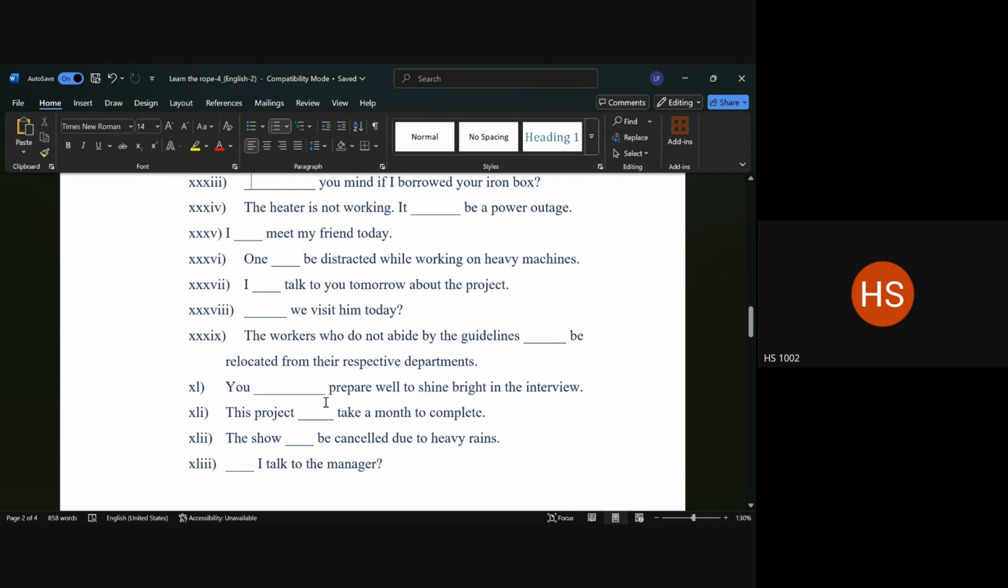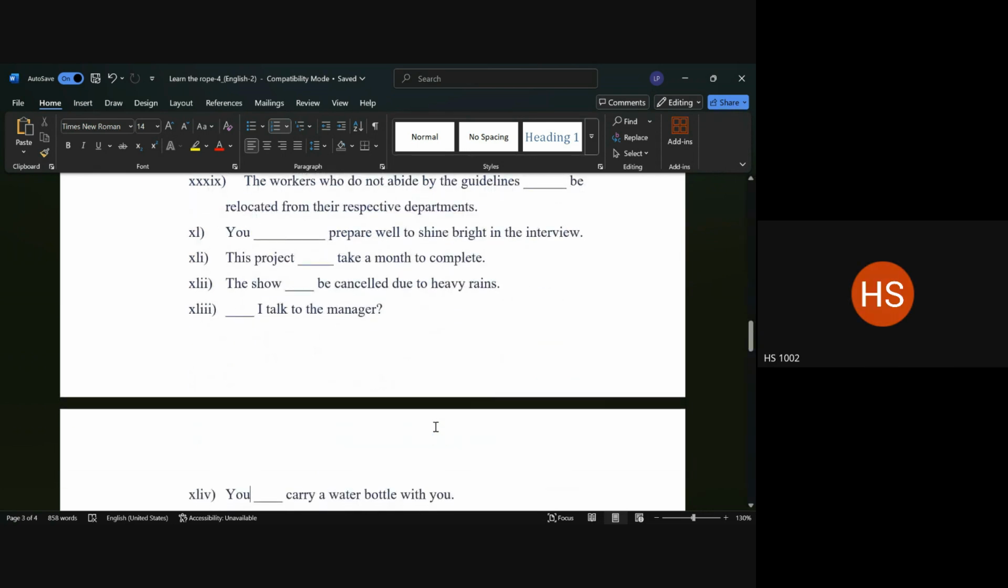The workers who do not abide by the guidelines dash be relocated from their respective departments. May be, will be, should be, must be. May, might be, will be, must be. Yes. Then, you dash prepare well to shine bright in the interview. Should. Must. Should, yes. Must, yes. Should with a general obligation, must with a more necessary obligation.